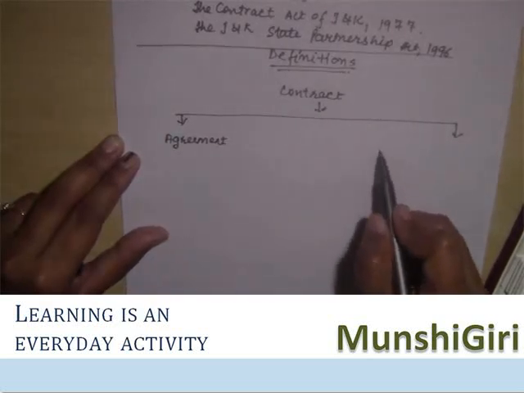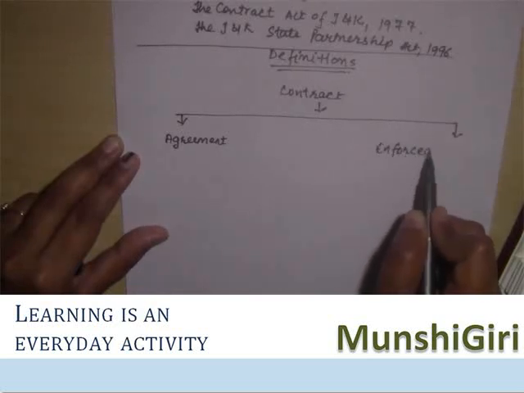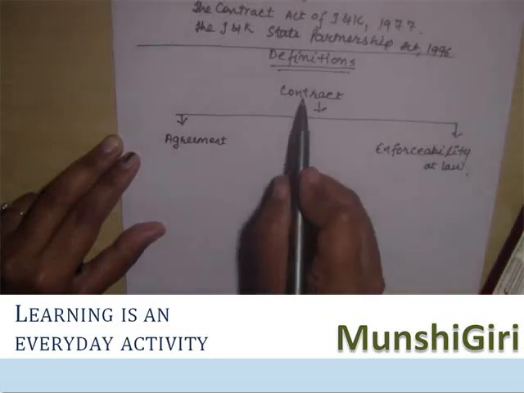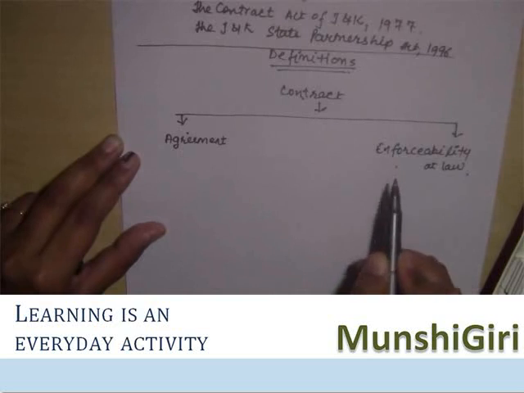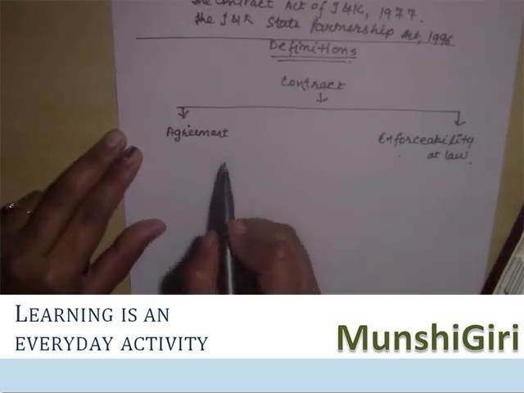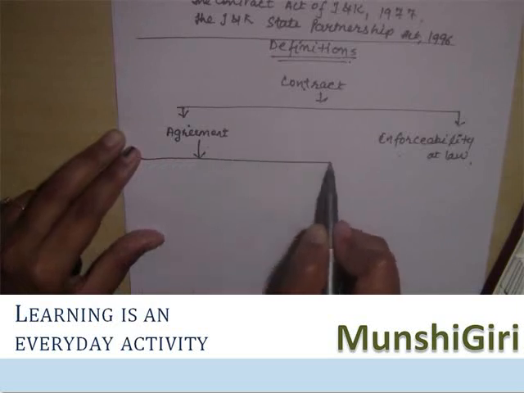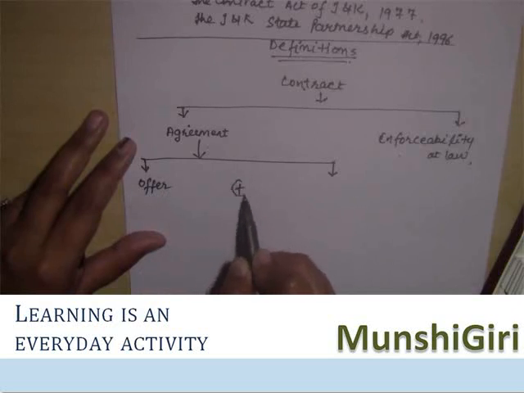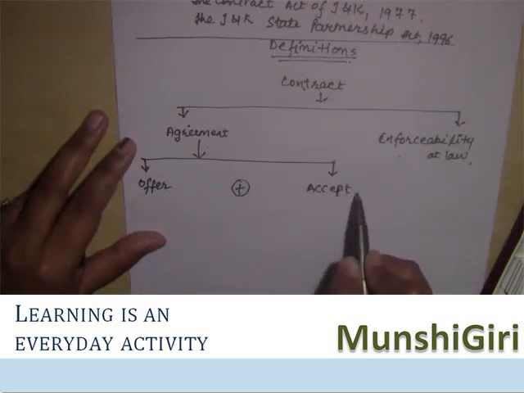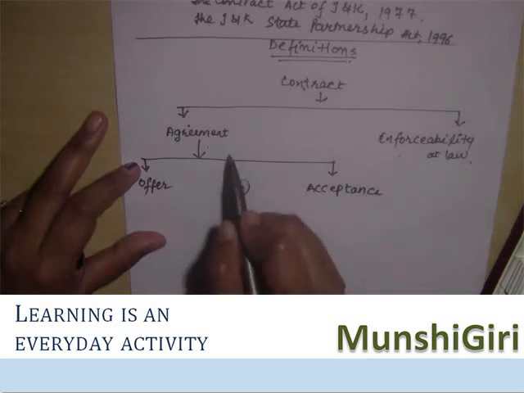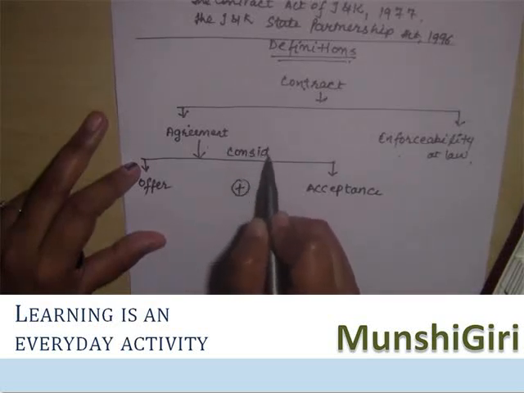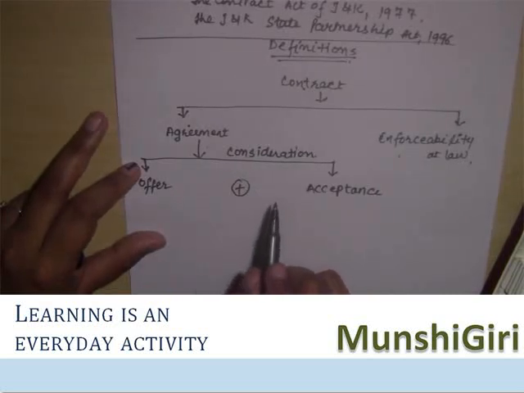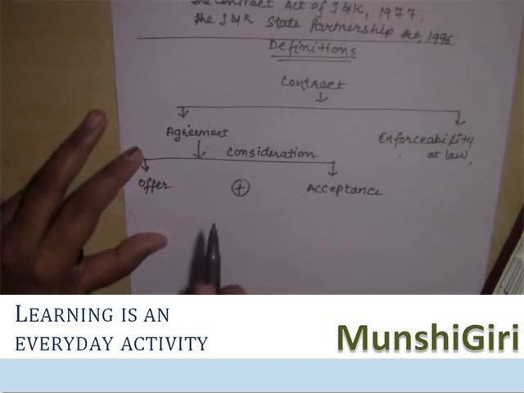Enforceability at law we will not cover its definition, but I'm writing it over here just because a contract is an agreement which is enforceable at law. So we are making it like that. So when we look at agreement, it has two things. There must be an offer and the offer must be accepted. So when an offer is accepted and there is consideration, it becomes an agreement.